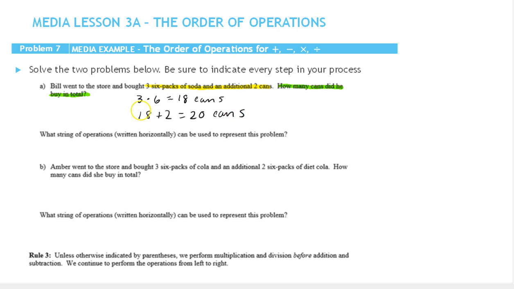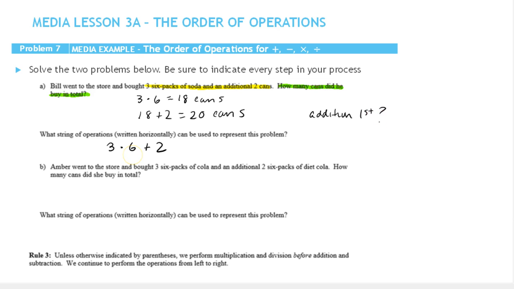So notice we had 2 operations, multiplication and addition, and we're going to write this from left to right. So just like we did it, 3 times 6, which was 18, and then we added on 2. So that's how we could represent this problem. Now we know that we did the multiplication first. Let's see what happened if we did the addition first. And we'll see if it's different.